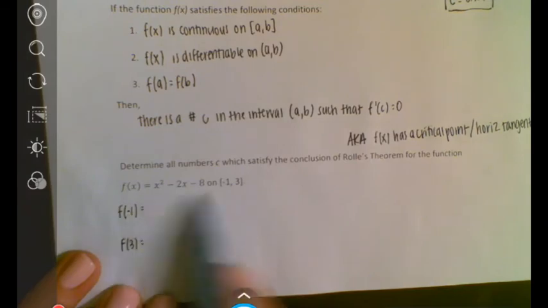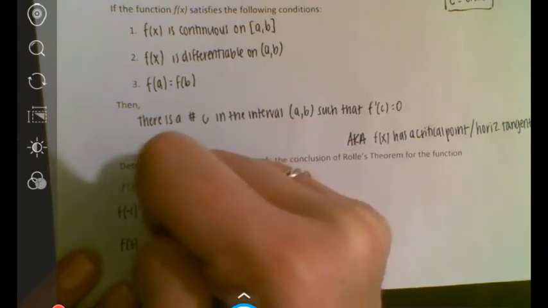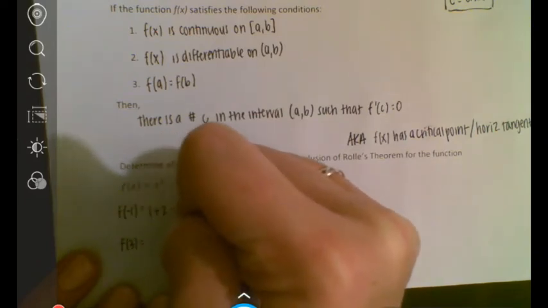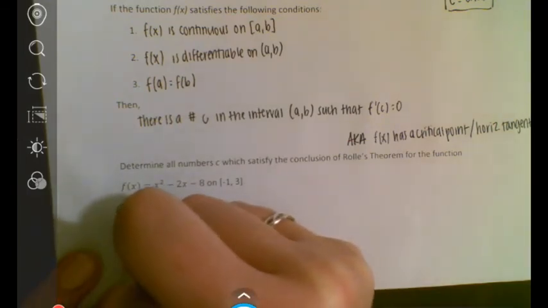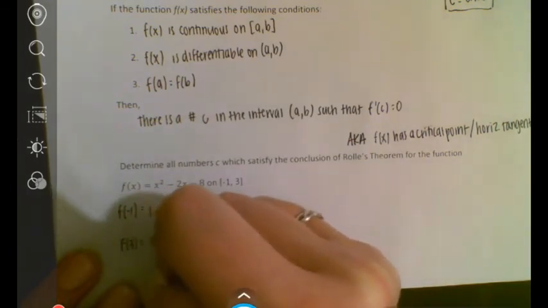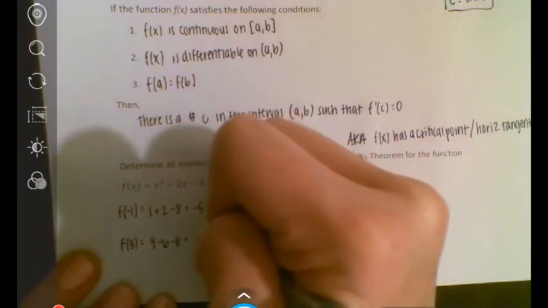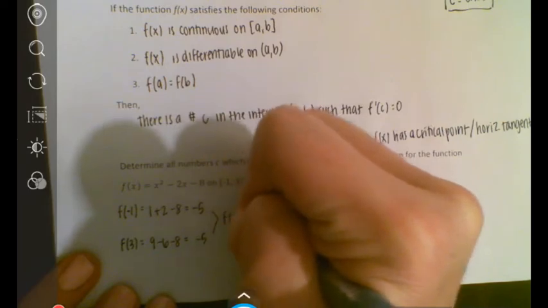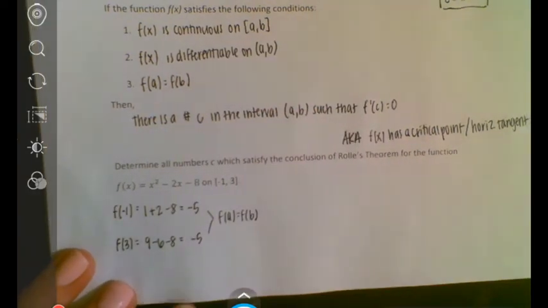And again, I'm just plugging these values back into this original function. So I think this will give me, what was that, 1 plus 2 minus 8, which will be -5. Hopefully f of 3 is the same thing. So 9 minus 6 minus 8, I believe, should give us -5. So this is going to show us that f of a equals f of b, in addition to being continuous and differentiable. So Rolle's theorem does hold here.